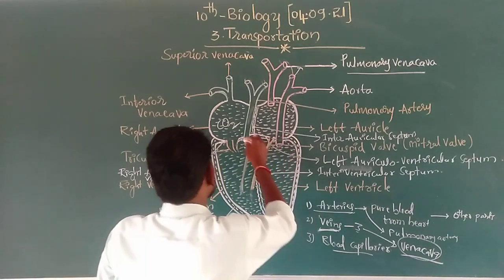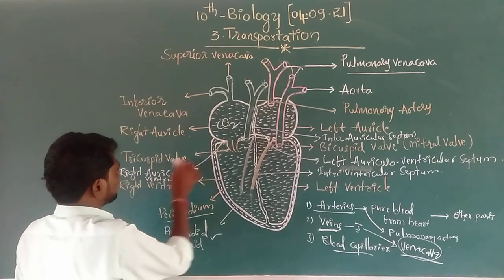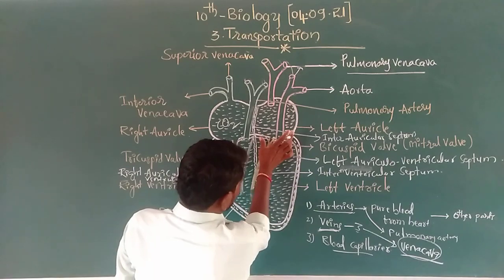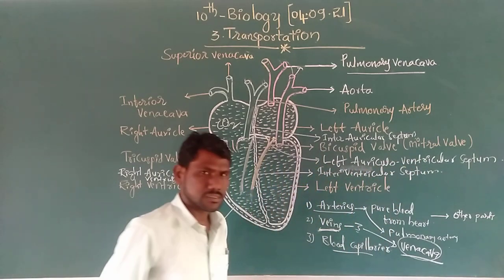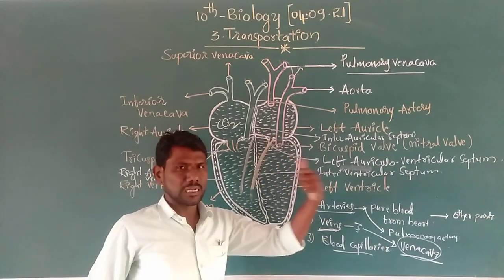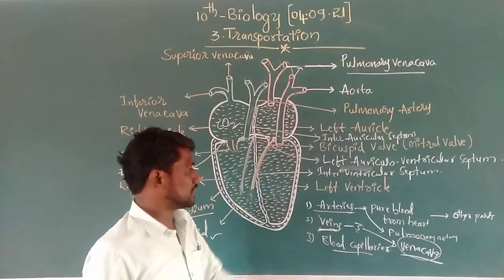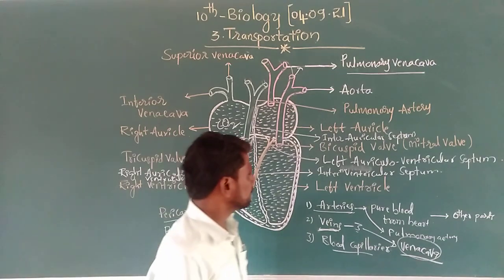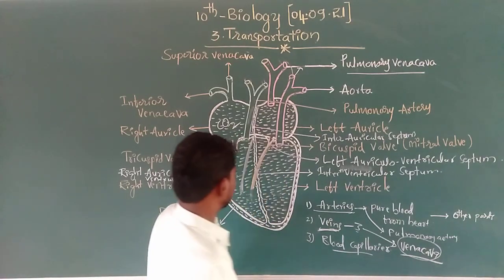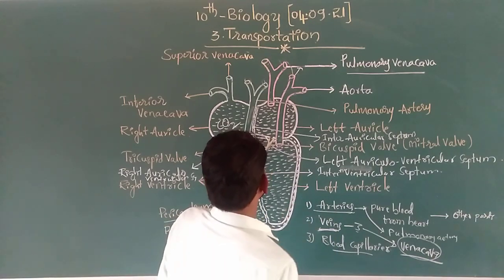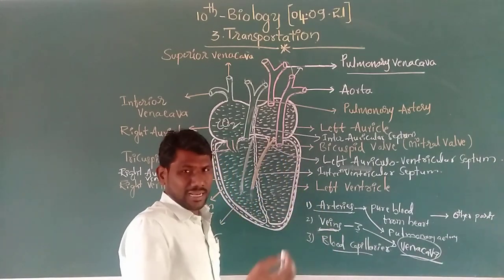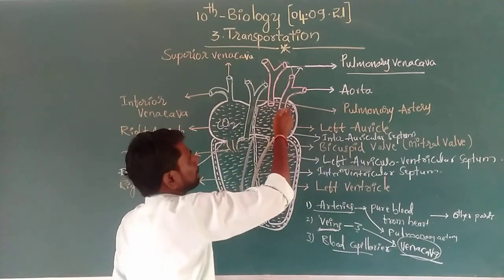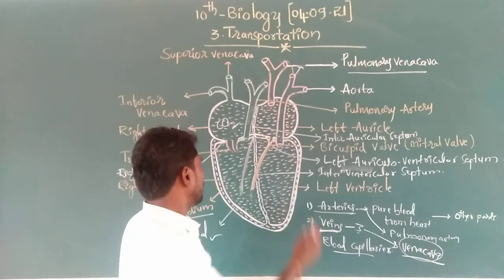Next, the auricles and ventricles are separated by a deep groove, or septum. This septum is called the right auriculoventricular septum, because this is the left side and this is the right side. That's why there are left and right auriculoventricular septa. This is the collection of blood from various parts and from the lungs into the heart.